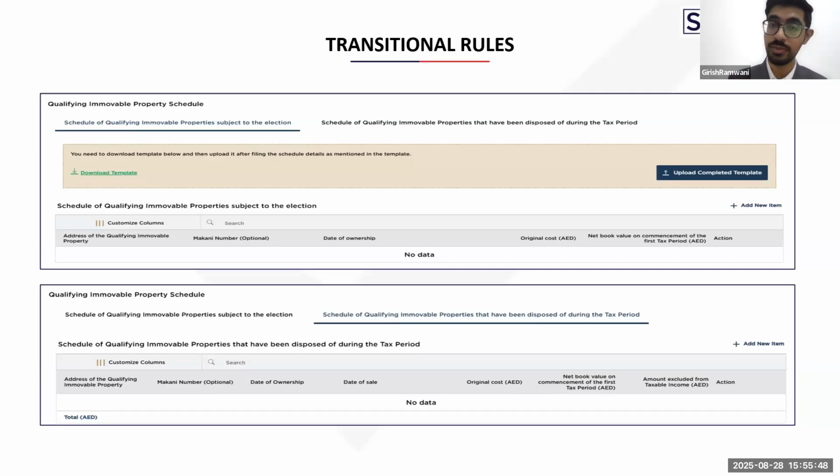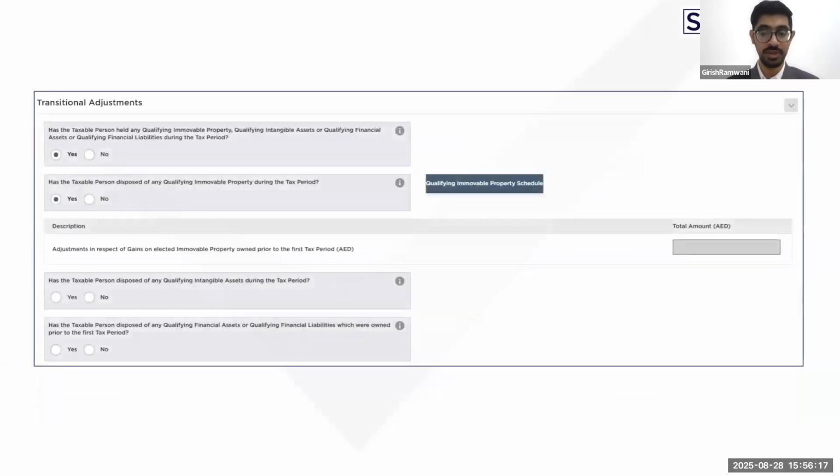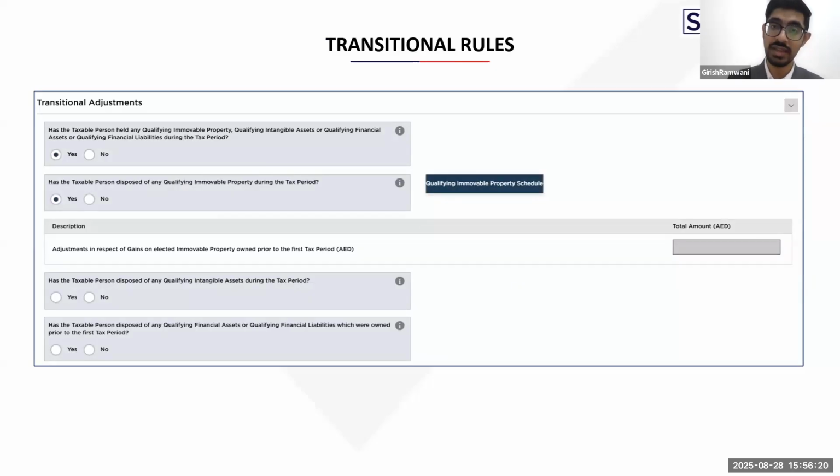Now, another important point to be mindful of is that the election option for realization basis for a qualifying immovable property is available for each immovable property independently. That is, you can choose to have this transition rule benefit for one immovable property and then choose not to have this benefit for your second or third immovable property. So this benefit is available for each immovable property on an independent basis. However, for your qualifying intangible assets and qualifying financial assets and liabilities, you need to choose whether you want the transition rule benefit for that entire category together.